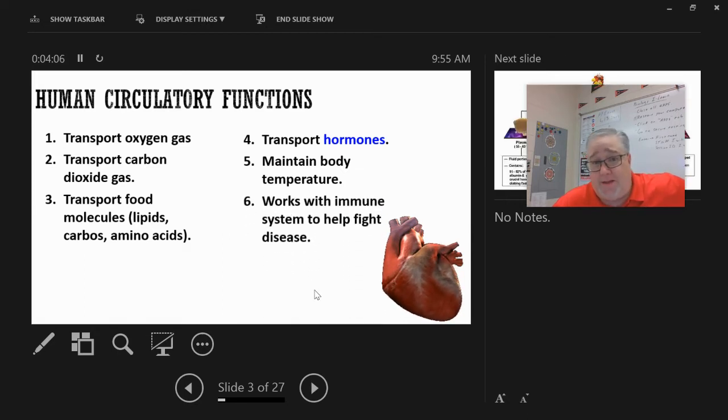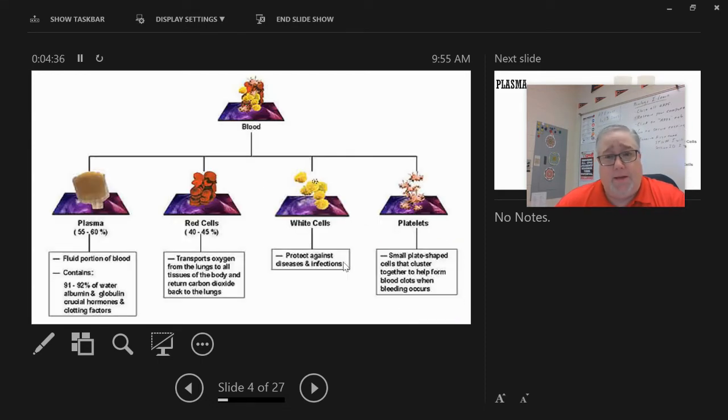Finally, and we talked about this in the last unit, your bloodstream helps fight infection. There are white blood cells. We talked in the immune system chapter about all the different types of white blood cells and how they fight diseases, and antibodies and antigens and all that type of stuff. Without a circulatory system to transport those white blood cells, your immune system wouldn't function very well. So again, there are several different functions of our circulatory system. Now, one of the major components of the circulatory system is your blood.